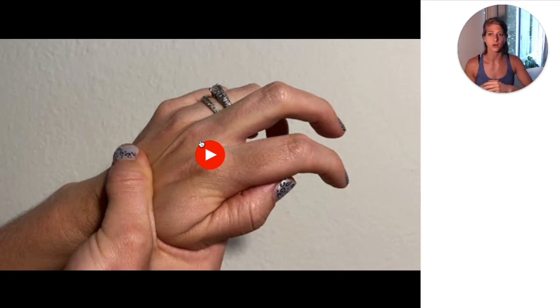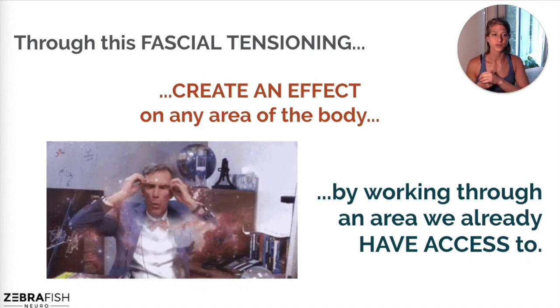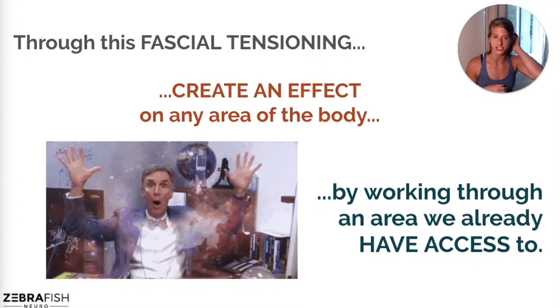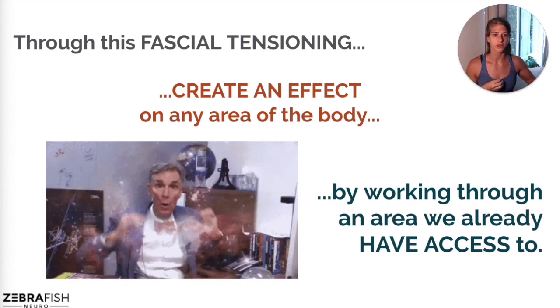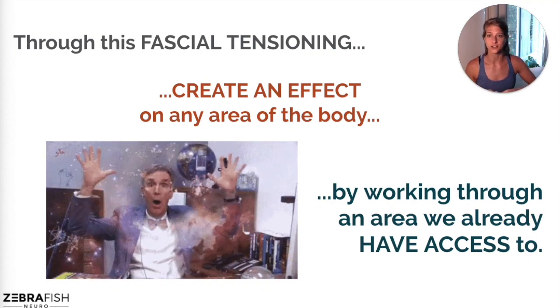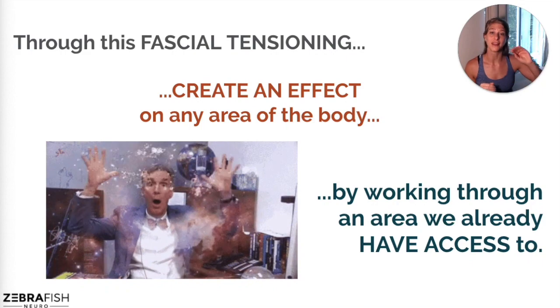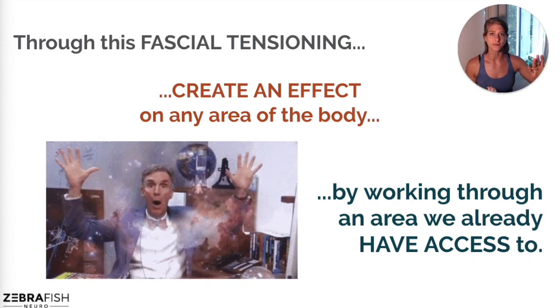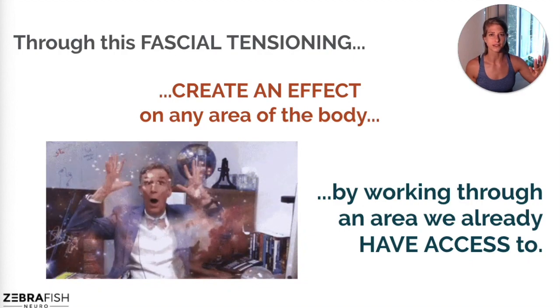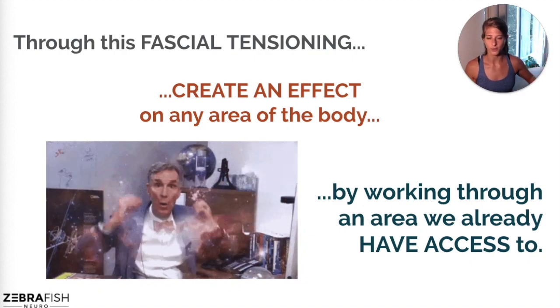All right, so in theory, I could raise my eyebrows and influence the big toe on my foot through fascial tensioning. All right, so we'll just revisit this one more time. Through fascial tensioning, we can create an effect on any area of the body by working through an area we already have access to. We're going to learn how we can leverage our shoulders, which we already have access to, to access something that we may not have as much access to, something like our trunk or our core.